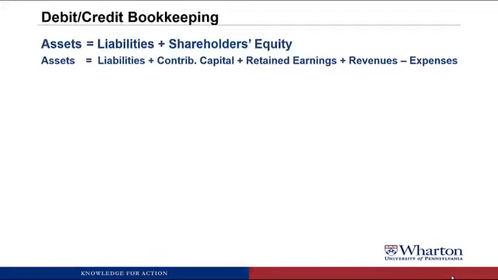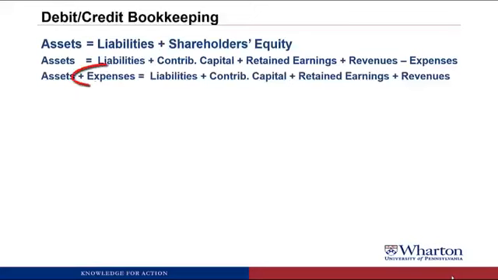So to solve this problem, we're going to move expenses to the other side. Now we have assets plus expenses equals liabilities plus contributed capital plus retained earnings plus revenue, and it's all positive numbers. Then we're going to call everything on the left debits and everything on the right credits.